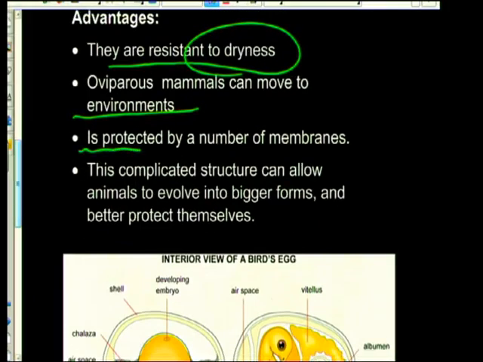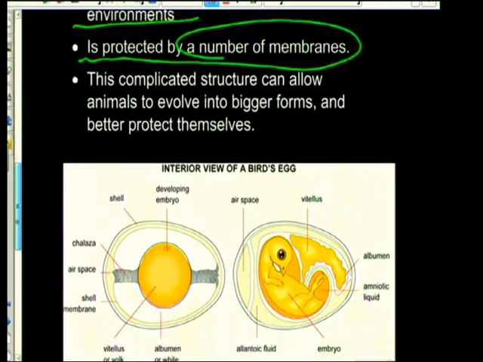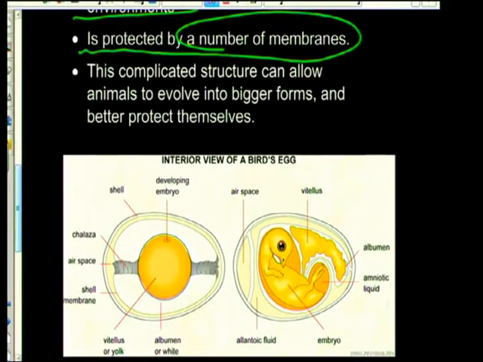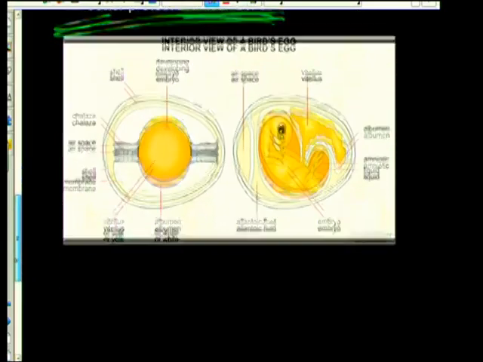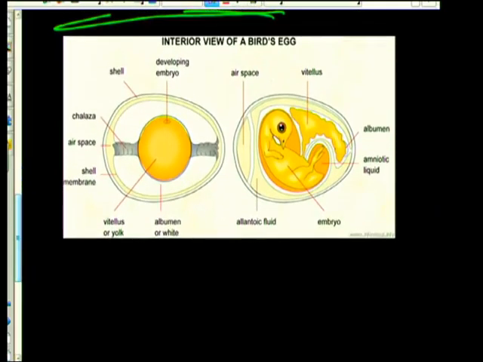The egg itself is protected by a number of membranes, so there's a high degree of protection there. It can also allow animals to evolve into bigger forms and better protect themselves. And here's a view of the interior view of a bird's egg. If you look at it, you know this already.